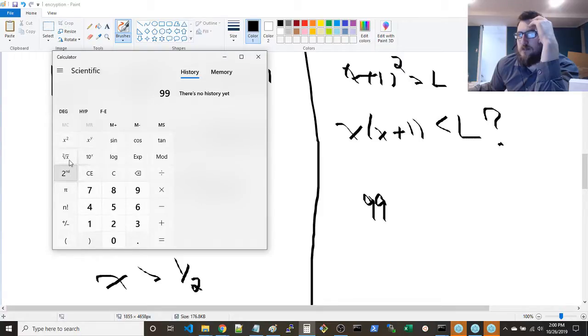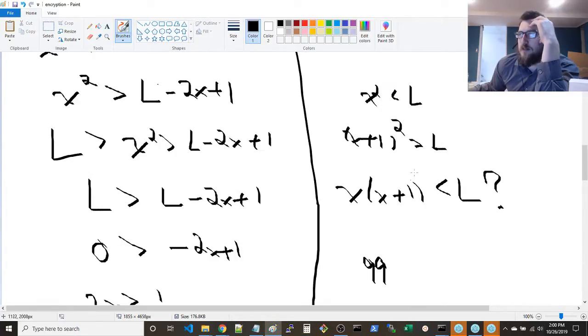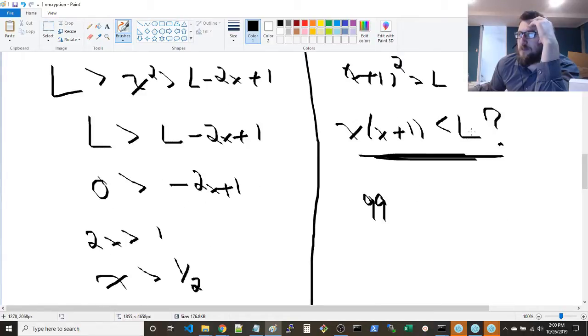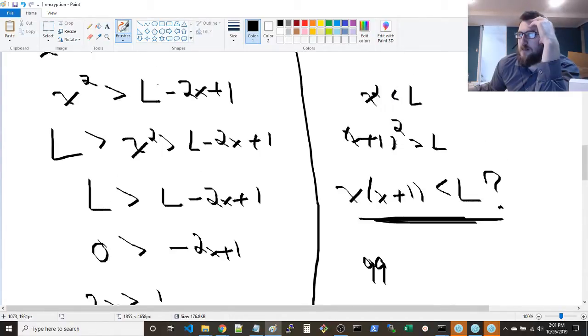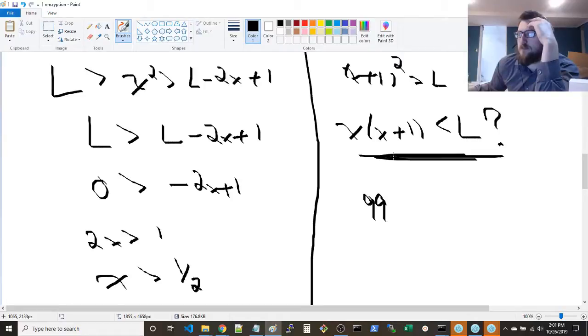Oh, what's going on here? They changed this? Square root of 99 is 9. Floor of that is 9. Oh, you're right. 9 times 10 is 90. Oh, yeah, it's definitely possible for this to be less than L. Is it always less than? I don't think so.